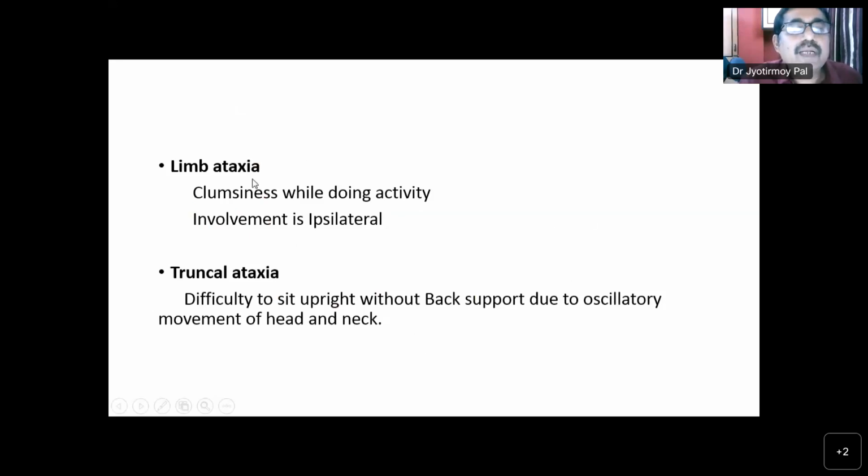Limb ataxia: there is clumsiness while doing activity. I ask you to pick up the glass or the mobile, you cannot, your hand goes here and there, and you cannot appropriately pick up the mobile. The involvement will be ipsilateral, not bilateral. But in truncal ataxia, it is difficult to sit upright without back support due to oscillatory movement of the head and neck. This we will see in case of a vermis lesion, and limb ataxia we will see in case of a cerebellar hemisphere lesion.